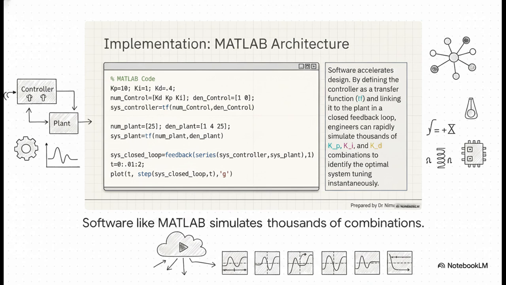Because of these complex, interconnected trade-offs, engineers rarely do this by hand anymore. I mean, who would? Instead, they use software architecture, like MATLAB, to instantaneously simulate thousands of gain combinations. This lets them systematically identify the exact, mathematically optimized tune without breaking any physical equipment through trial and error. It's a real game changer.